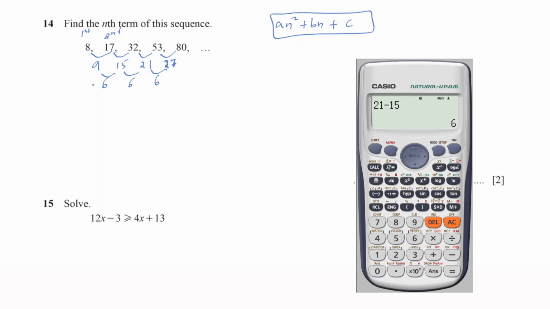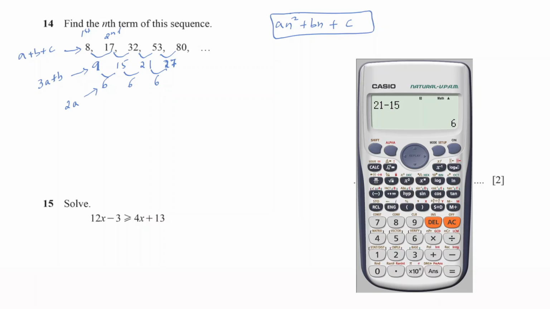Remember this. The second common difference that we got, 6, we will put equal to 2a. The first common difference that we got was 9, and we have to put that equal to 3a plus b. And the first term that is given, we will put equal to a plus b plus c. So you have to remember this formula, 2a, 3a plus b, a plus b plus c, to solve this type of questions.